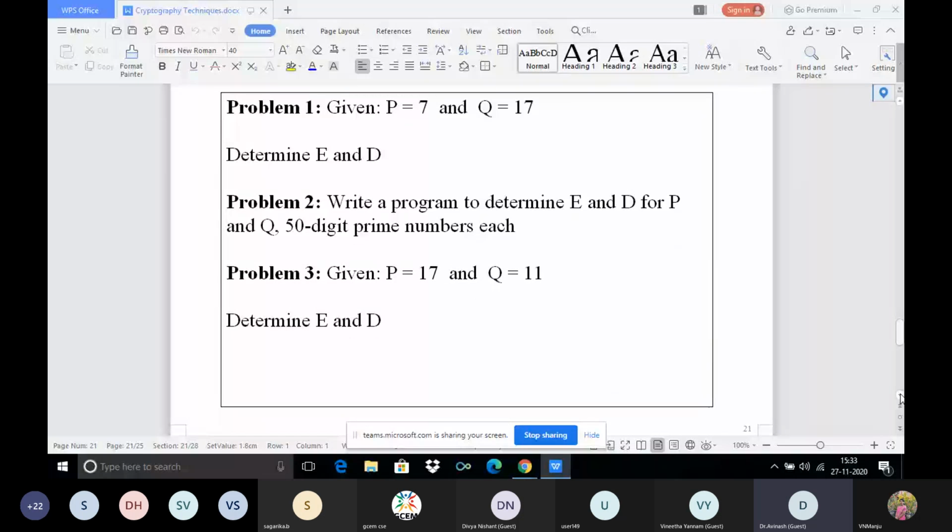When we take the second example, problem 2, write a program to determine the encryption and decryption, that is E and D, for P and Q, where you can take 50-digit prime numbers. So this could be another example where you can ask the students to develop it.